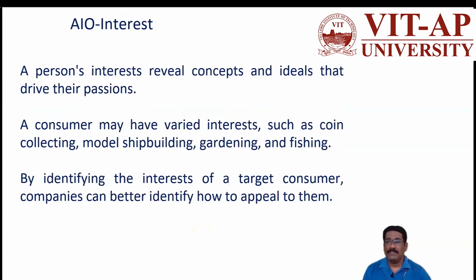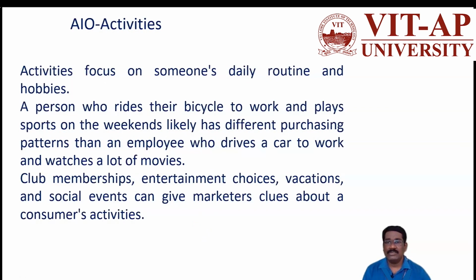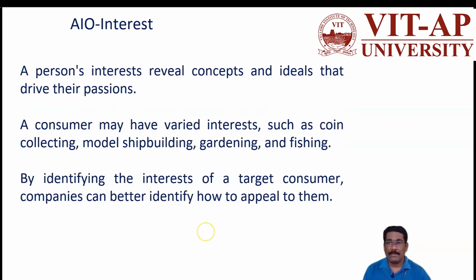And the AIO starts with certain activities. First one is activities, then we talk about interests, then we talk about opinions. So based on activities, we can group segments, and based on interests, a person's interests reveal concepts and ideas that drive their passions. So the marketer has to really look into and get insight about the interests of the consumers. Accordingly, they can segment the market.